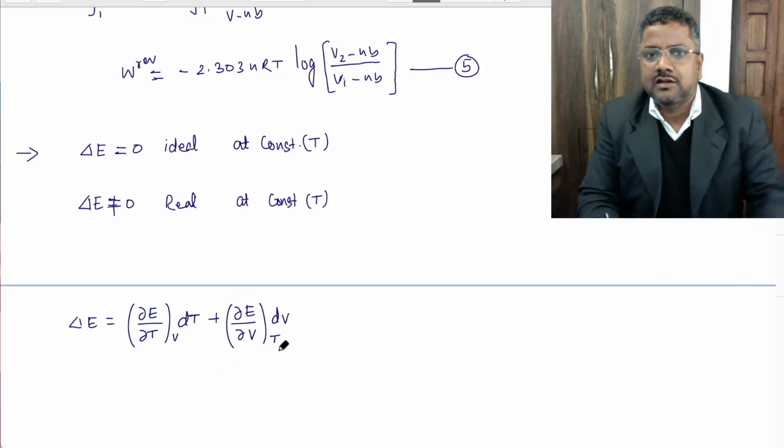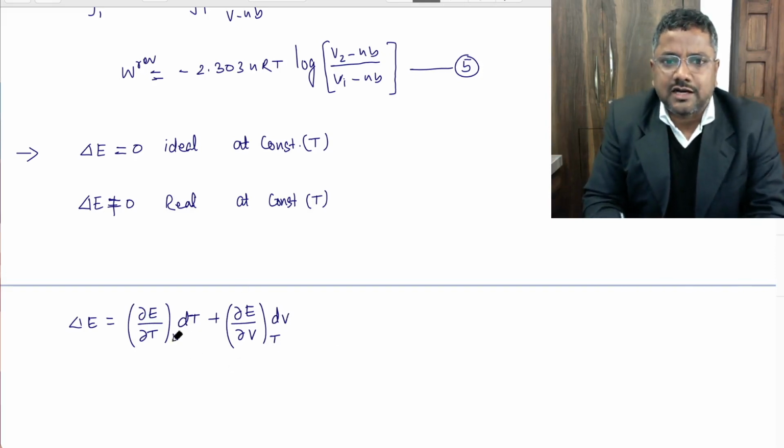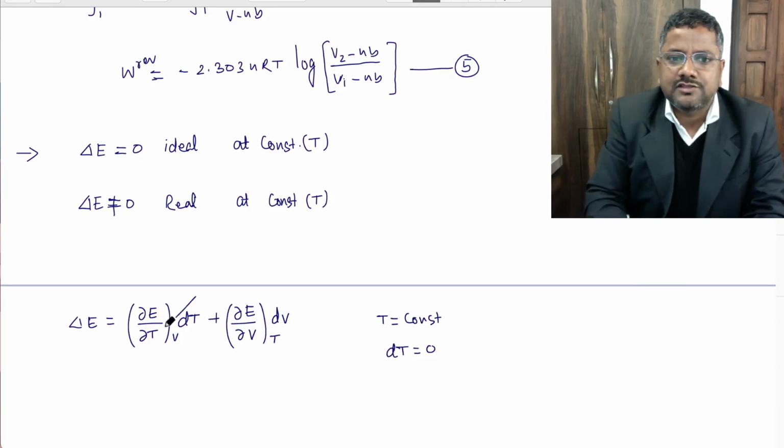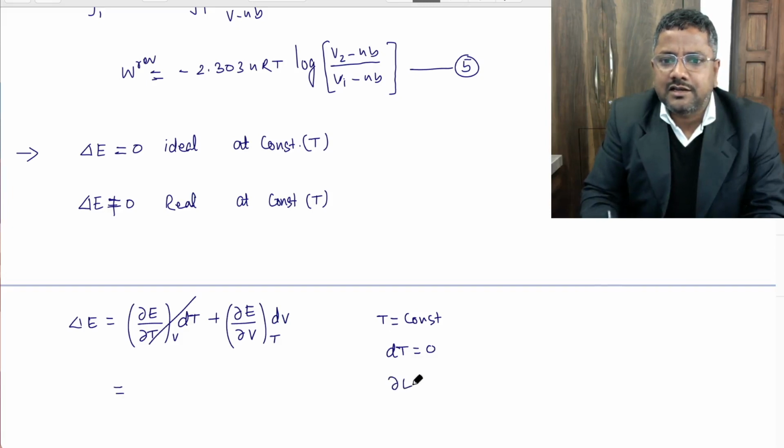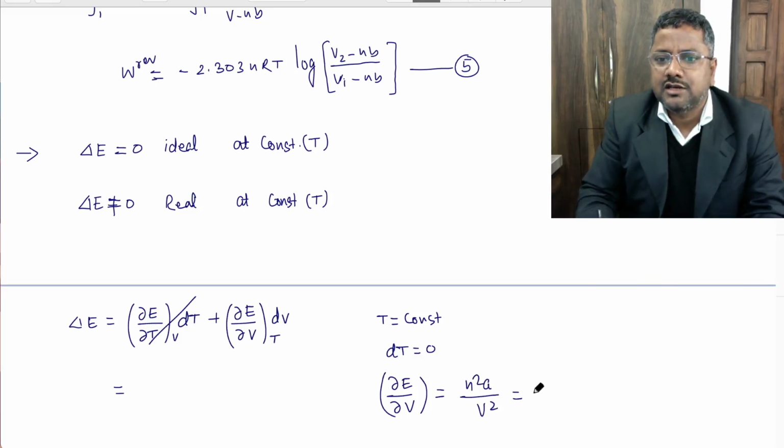We have this formula. At constant temperature, this term is zero. When T is constant, so dT is equal to zero. So this term is zero. So delta E is equal to this del E by del V, energy by volume, which I have already told you is equal to n square a by V square. This is called internal pressure.